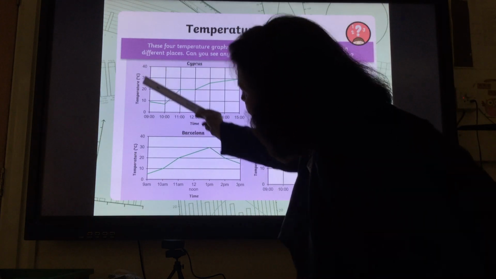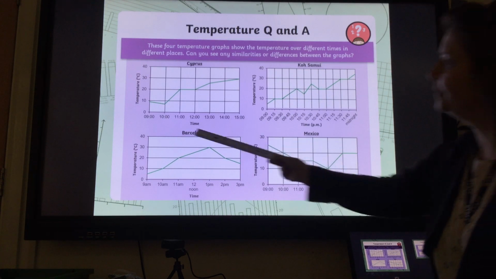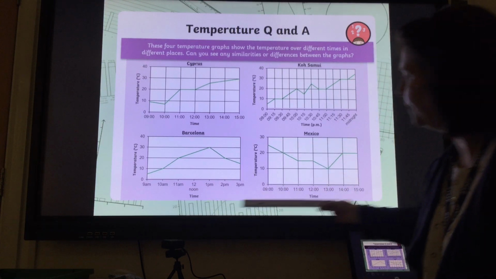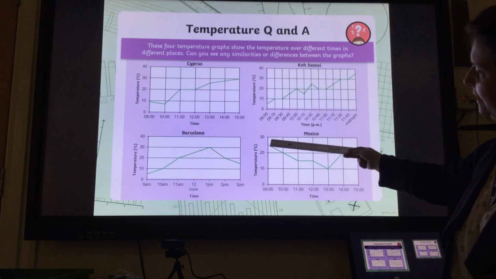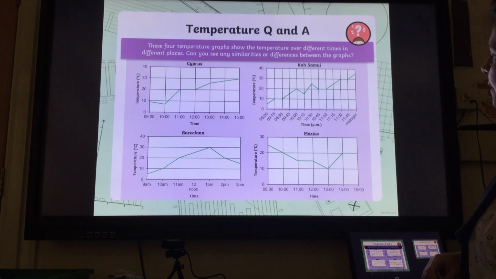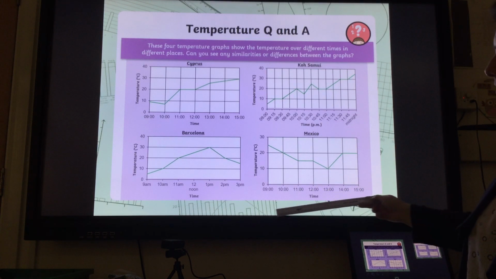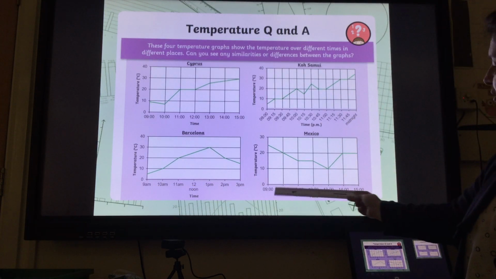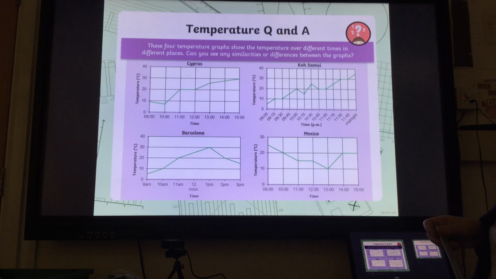Have you noticed that the temperature is the vertical axis on all of the graphs? Have you noticed that they've all got time along the bottom? And that's probably where our similarities end, because they don't all go up to 40 degrees. This one here goes up to 30. But they do all start at zero on the vertical axis. You can see that we've got different ways of writing the times underneath each one. So some of them have got AM, PM times. Some of them have got 24-hour clock times.